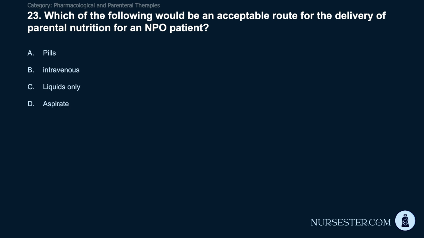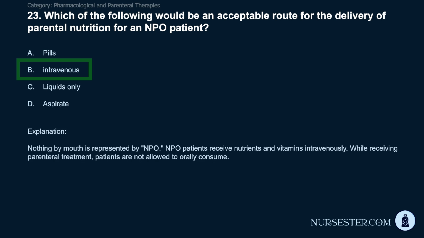23. Which of the following would be an acceptable route for the delivery of parenteral nutrition for an NPO patient? A. Pills. B. Intravenous. C. Liquids only. D. Aspirate. Correct answer, B. Intravenous. Nothing by mouth is represented by NPO. NPO patients receive nutrients and vitamins intravenously. While receiving parenteral treatment, patients are not allowed to orally consume.